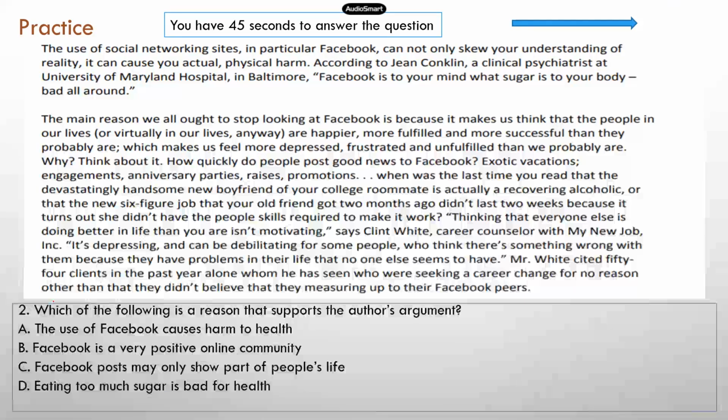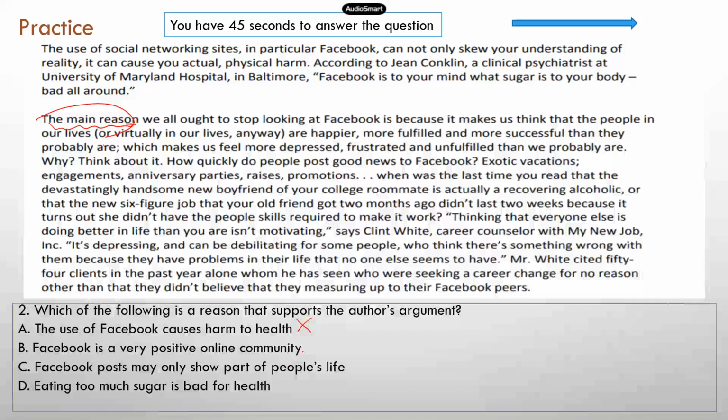All right, this question is about reasons, right? The first question is about the overarching claim or argument. And then this question is kind of going down a level and asking you about reasons that support the claim. All right, now for this passage, it's actually pretty obvious, right? Because it actually uses the keywords, the main reason right here. So is it A, the use of Facebook causes harm to health? No, because that's the overarching claim argument.